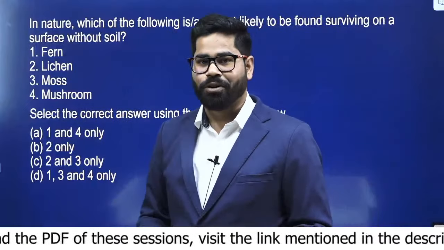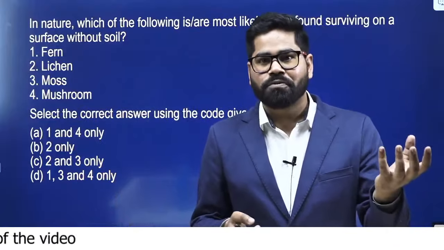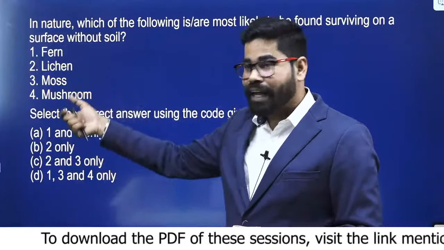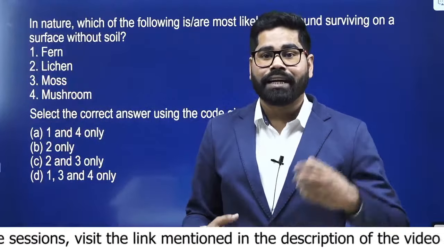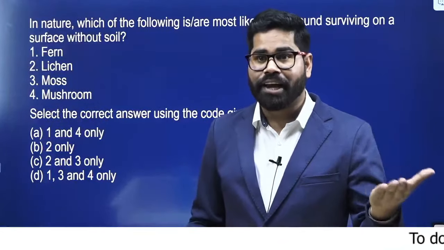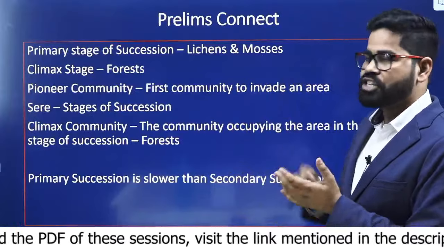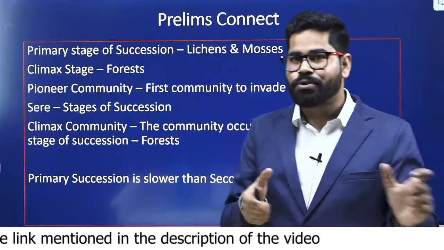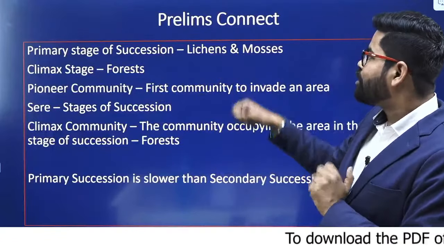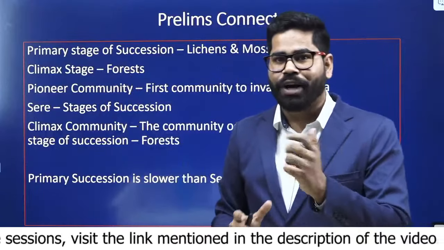But these lichens and mosses, especially the lichens, they can even take the atmospheric nitrogen directly. Okay, so they are significant from this point of view, that they are the first community in the stage of evolution of the entire ecosystem. Okay, that is our concept, the succession, ecological succession, from where this question has been framed. The primary stage of succession, we have these communities, lichens and mosses. In the climax stage, we are going to have the forest.